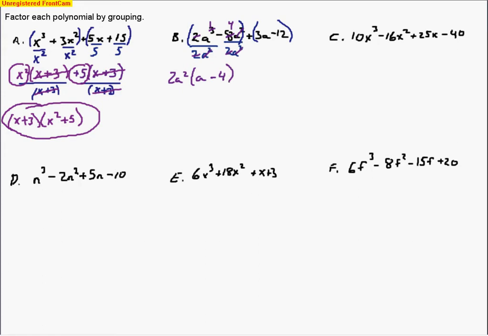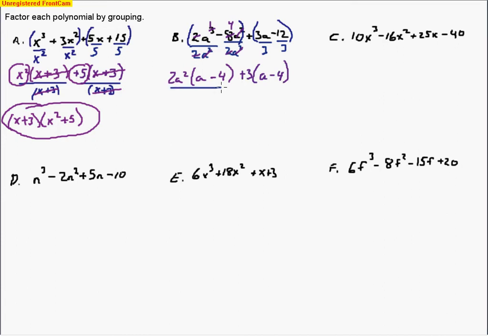Now again, I'm trying to get an a minus 4, so let's see if I can do it. Well, I see 3 goes into these numbers, so that's what I'm going to take out. So I pull out that positive 3, and what I've got left is an a minus 4 when I do the division.